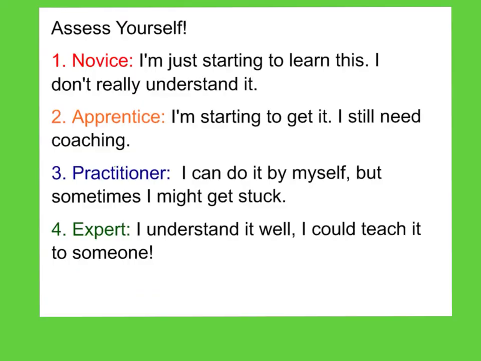After you're done with your homework questions, I want you to assess yourself. Novice is level 1, apprentice level 2. If you feel like you're novice or apprentice, take the time to rewatch this video and just listen and watch the examples just to let it sink in a little bit more. Level 3 is practitioner. That means that you can do this by yourself. You might get stuck, but you pretty much got it. Expert is level 4. You know this very well and you can teach it to someone.